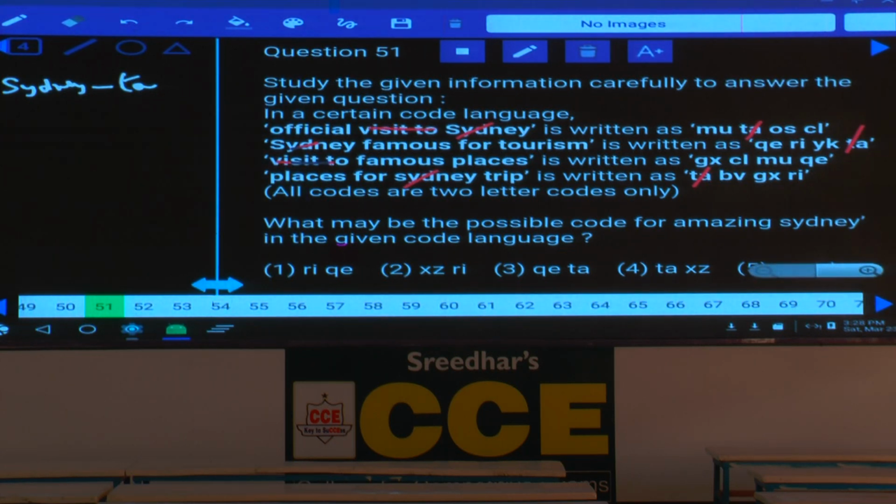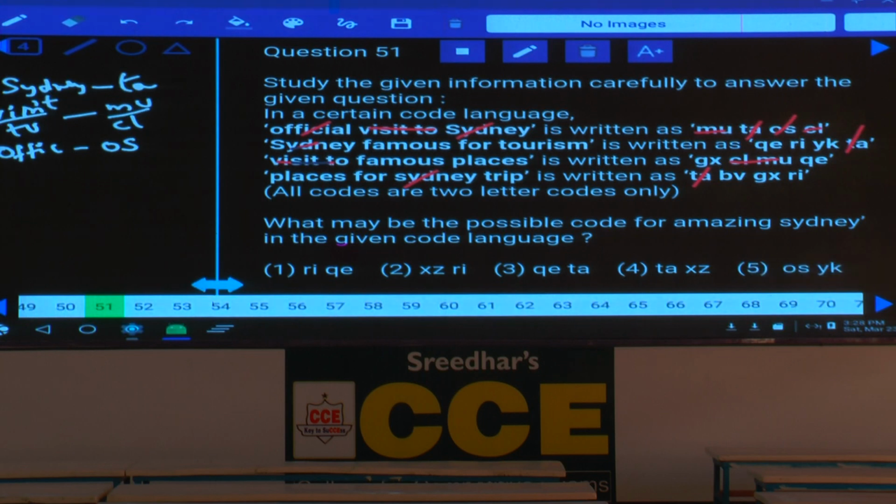Here also two words are common between the first and the third statements, visit and to. As visit and to are the two words which are common, tell me what are the codes which are common. MU and CL are common here. Hence the code to the word visit or to could be MU, CL in any order. Now in the first one, what is the word which is left over? Official is left over and the code which is left over is OS. Hence the code to the word official is OS.